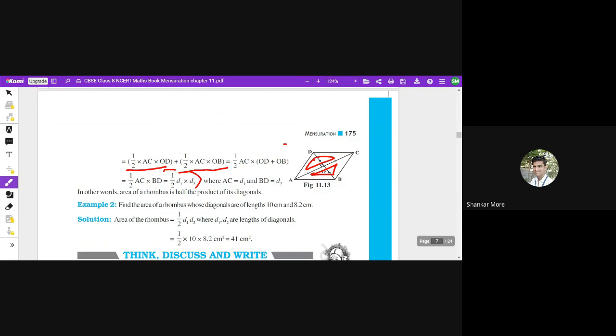तो अभी तो आसान हो गया. If we have a question, find the area of a rhombus whose diagonals are 10 centimeter and 8.2 centimeter long, what we are going to do? 1/2 into 10 into 8.2. मतलब 5 into 8.2, that means 41 centimeter square is the area of the rhombus.